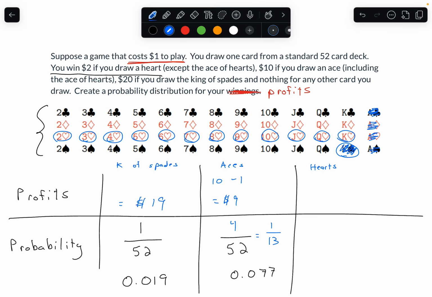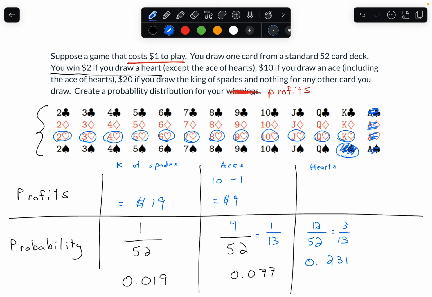So there are 12 hearts out of a total of 52 cards in my deck. So 12 out of 52. If you wanted to reduce that fraction, we certainly could. They're both divisible by 4 once again. That is the same as 3 over 13. Or if I wanted to give the decimal, 0.231, rounded to 3 decimal places.